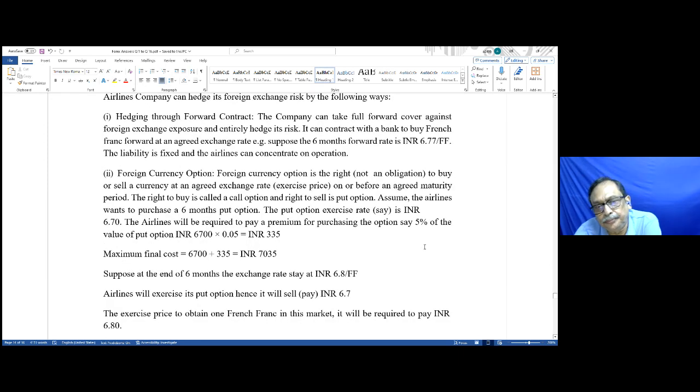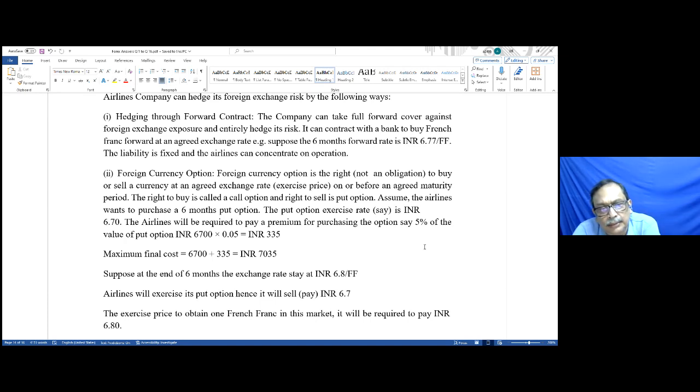Coming to number two, foreign currency option. Foreign currency option is the right, not an obligation, to buy or sell a currency at an agreed exchange rate, that is exercise price, on or before an agreed maturity period. The right to buy is called a call option and right to sell is called put option.